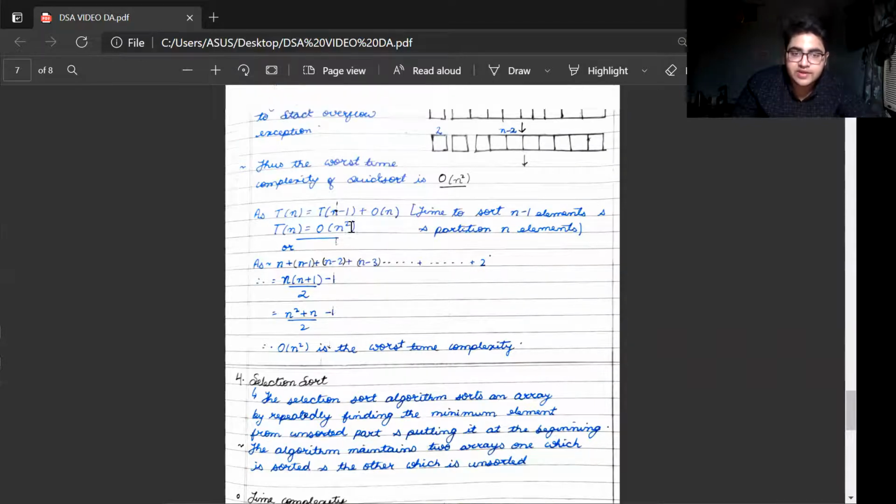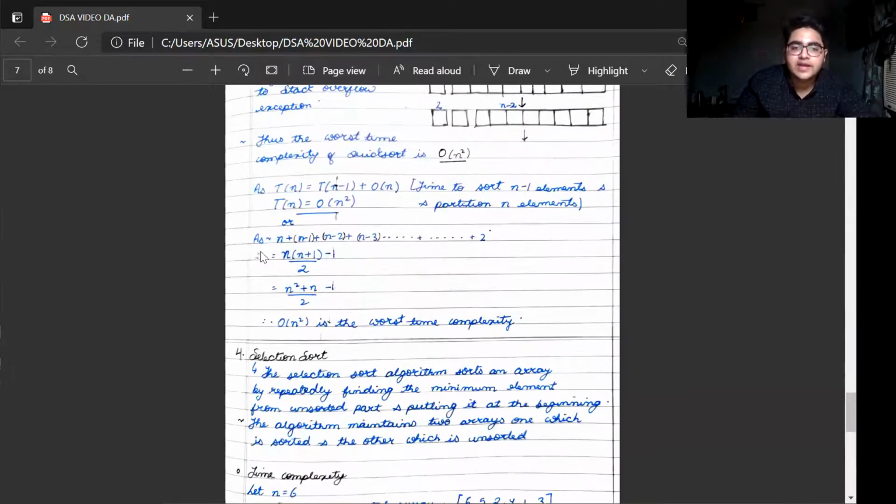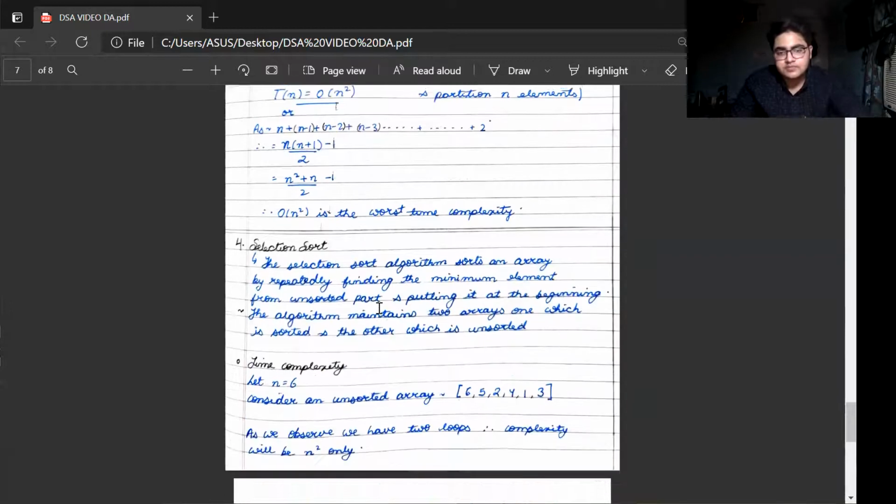The reason behind this is that when we add all these elements, we get n plus n minus 1 plus n minus 2 and so on, and it continues till 2. Thus, we know that the sum of n consecutive elements is n into n plus 1 by 2. And here this complete sequence does not have 1, so it will be n into n plus 1 by 2 minus 1. Thus the worst case time complexity here will be n square.